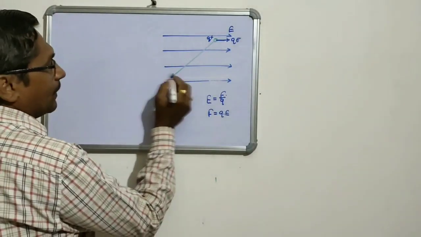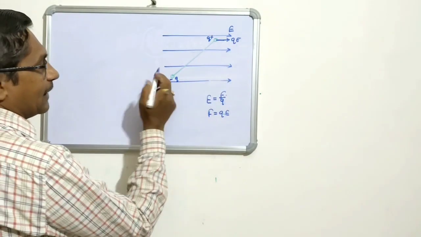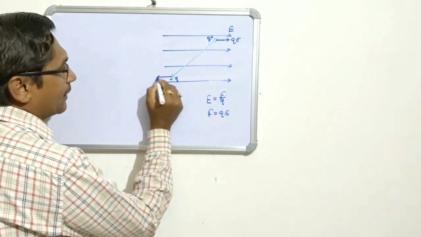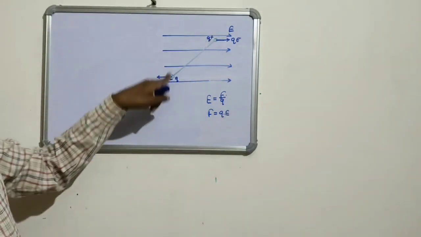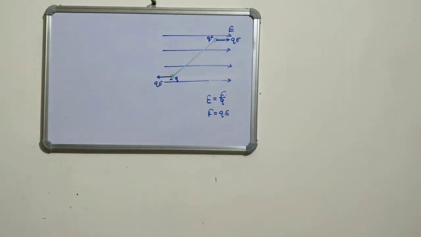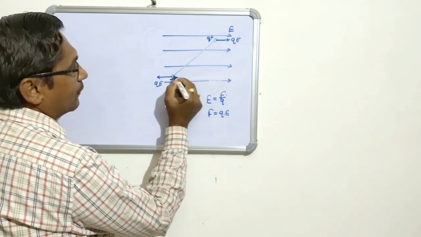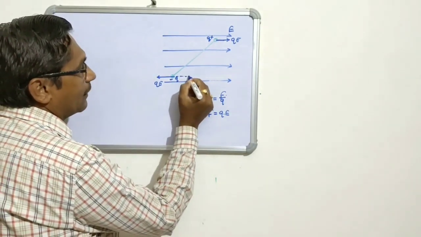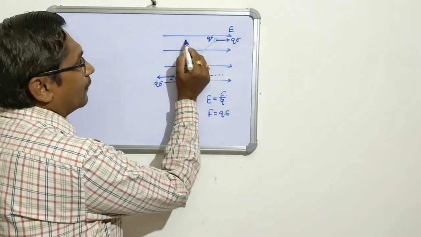And similarly, this end is negative charge, then force is acting in this direction, QE. Magnitude is equal, and electric field is uniform, that's why both forces have the same magnitude, but they are acting in opposite directions. And we can draw a line along the direction of each force. It is the line of action of the force, and this is also the line of action of the force.